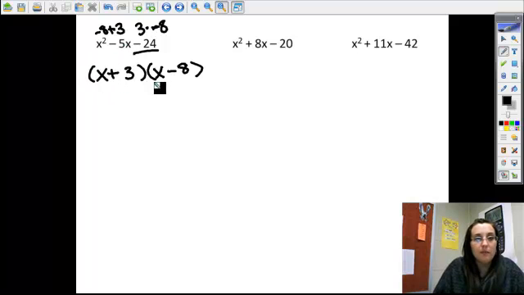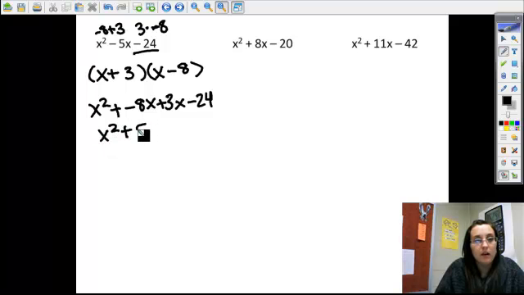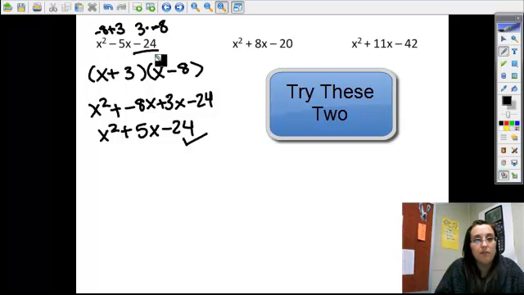So if I check my work, I get x squared plus negative 8x plus 3x minus 24. You get pretty quick at FOILing after you do it a lot of times. And that ends up being x squared minus 5x minus 24, which checks, that means that I got the correct factored form. Okay, so I want you to go ahead and try 2.